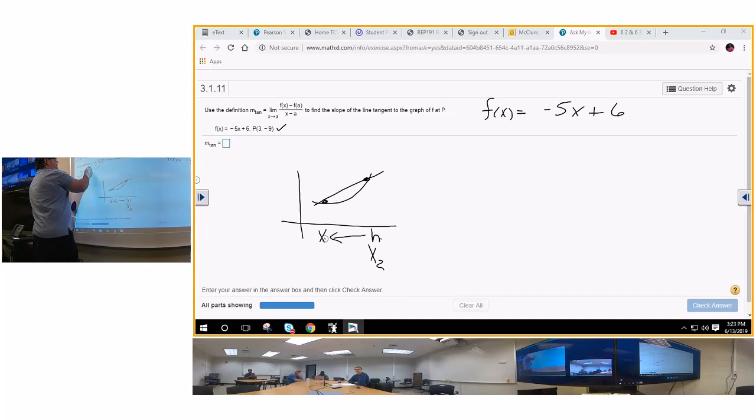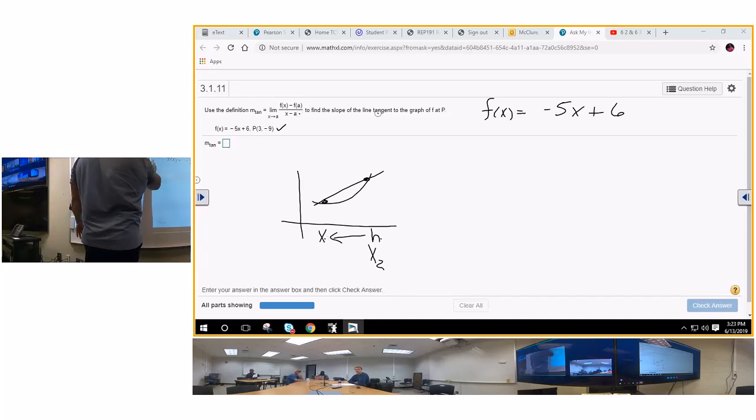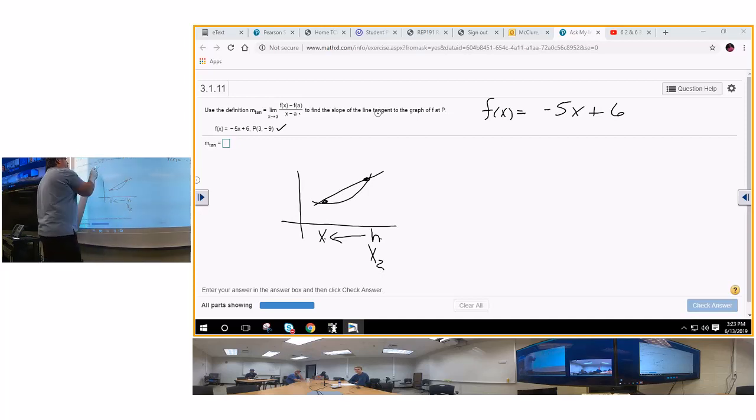It says use the definition of this to find the slope of the tangent line to the graph of f at the point. Oh, okay, this is the point. The point is 3, negative 9. Okay, that's your point. So you got a point at 3 and negative 9 down here. They're giving you a point on some curve. It's down in the 4th quadrant.